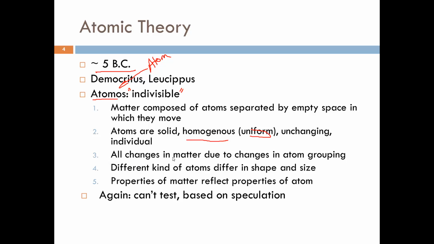All changes in matter are due to changes in how these atoms are grouped together. And different kinds of atoms differ in shape and in size. Finally, the properties of matter reflect the properties of the individual atom. Again, they can't test this. They can only speculate about it.